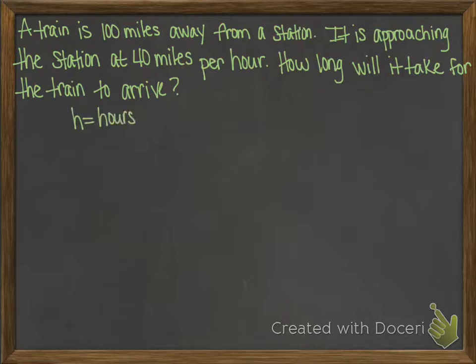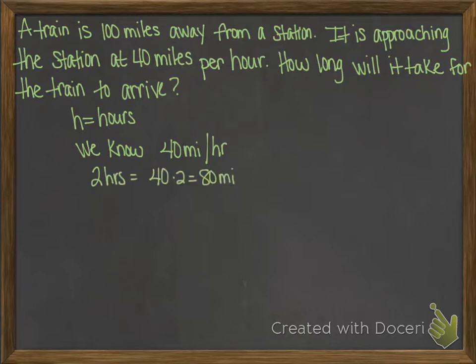Okay. Well, first let's define some variables. Let's use the variable h to represent hours because we want to know how long will it take to arrive. We know that the train is traveling 40 miles per hour. So anytime you're approaching a word problem, write down what do we know.